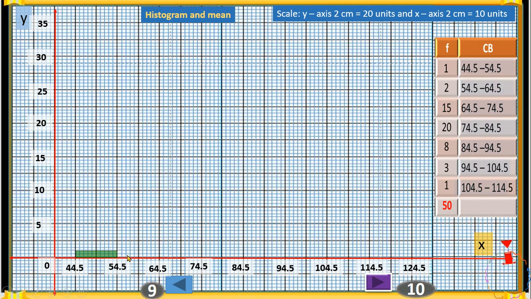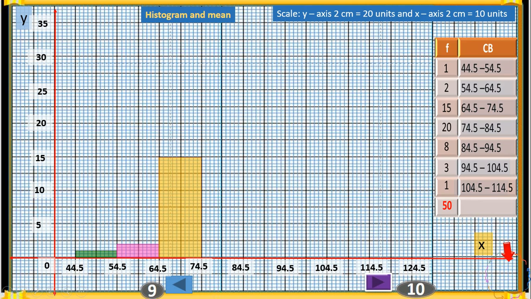Now from this class, this is 1. The next 2 small squares will give us 2. That will give me the histogram up to that point. For the class of 64.5 to 74.5, the frequency is 15. So now we move up to 15 at this point. Then we click to the class to give us the histogram.